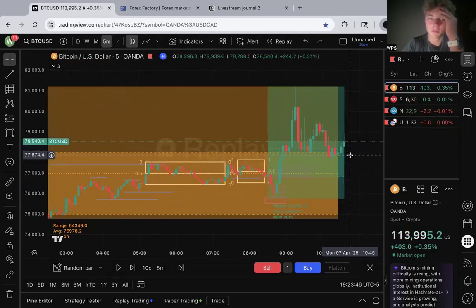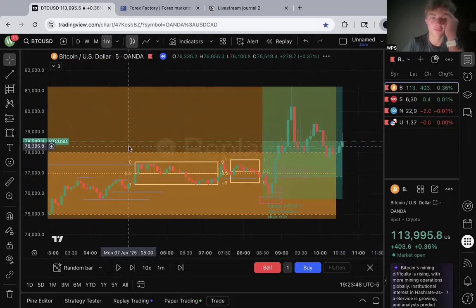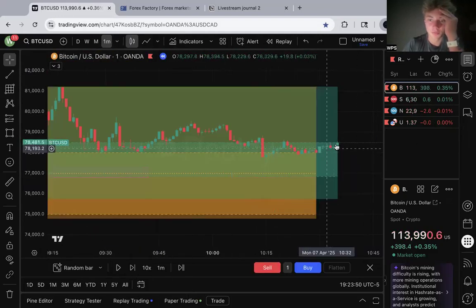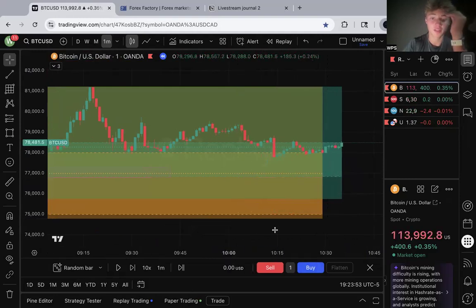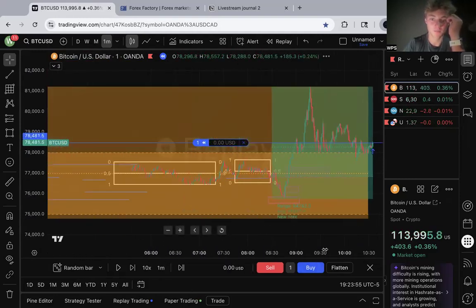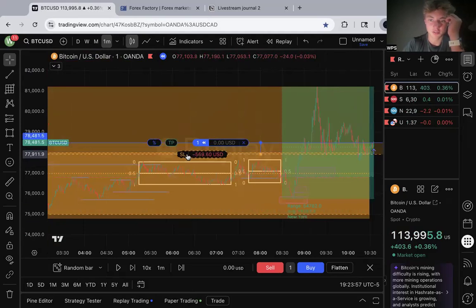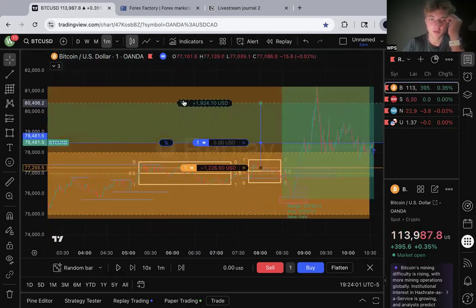And then, so I guess we're just waiting for a break of structure, which we actually already have. So I think that means we buy. Stop loss below here, put it a little bit further below, take profit up here.